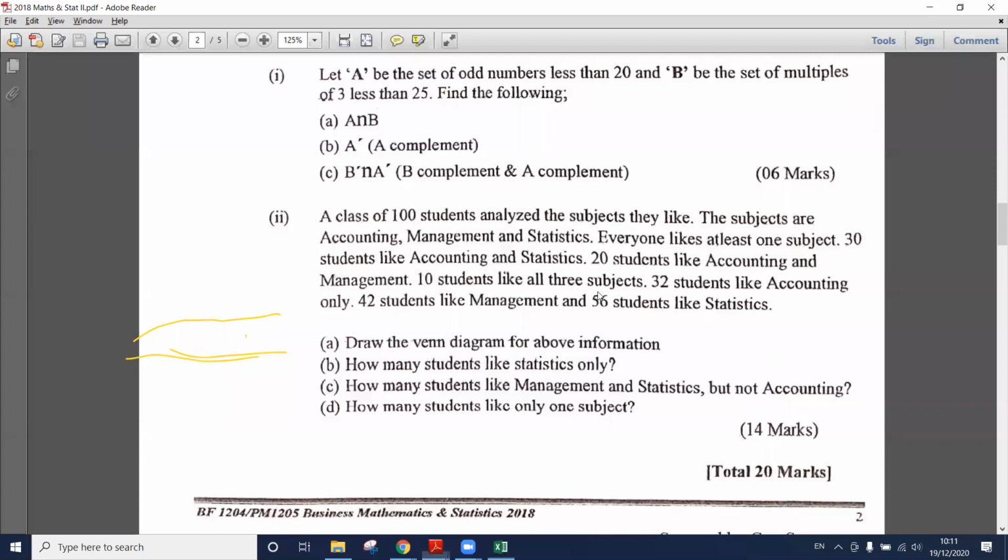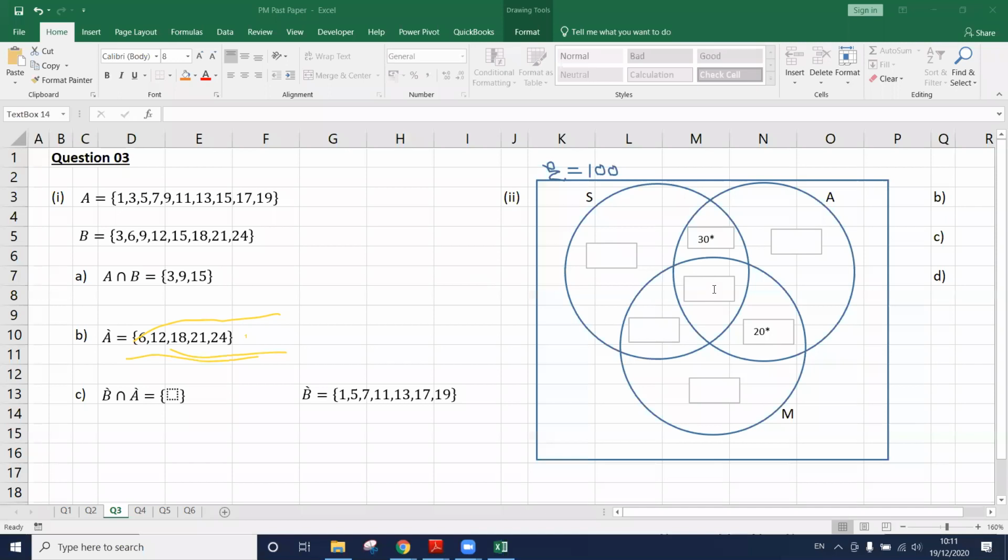10 students like all three subjects. No doubts, it is the value here. Since we know the value here, we can directly find the value in the other parts. In this part it should be 20. Here also the same, right? In these parts we need to subtract the 10 from the common area.